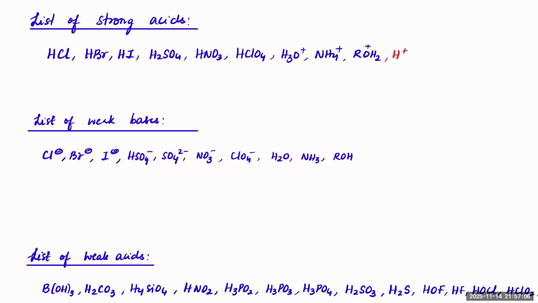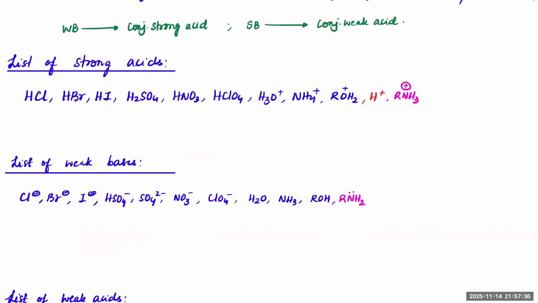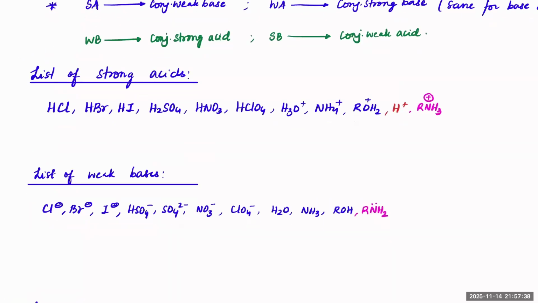In fact, I can add one more term here, RNH2, which will become RNH3+. When it is in its conjugate acid form, that is a stronger acid. But if you write its respective base, that is RNH2, it is a weaker base. These are the amines family. Amines, alcohols, ammonia, and water, all of these are weak bases. Clear? This list you have to definitely remember, everybody.